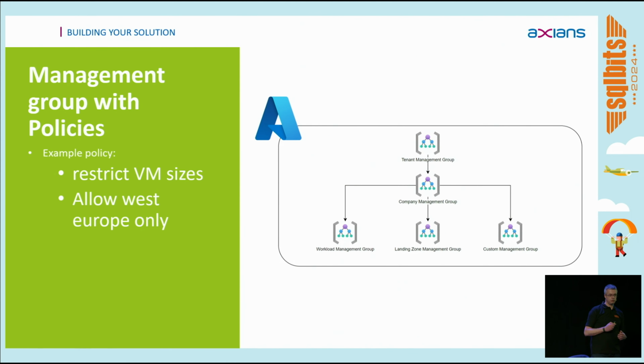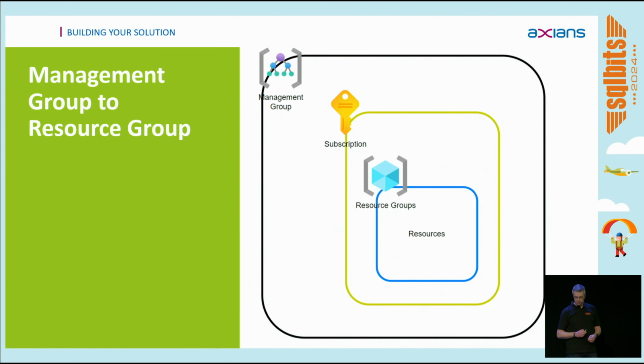In my case, I'm usually only allowing West Europe because my company wants all the data in West Europe, meaning in the Netherlands. Most of the data can't leave the country borders. So when defining West Europe, it's all there. So when I'm going from my management group, I can dig down into one or more subscriptions, one or more resource groups, and within my resource group, I can have one or more resources.